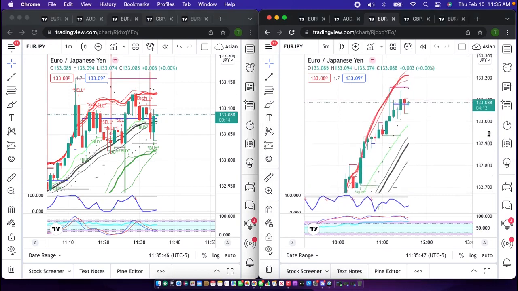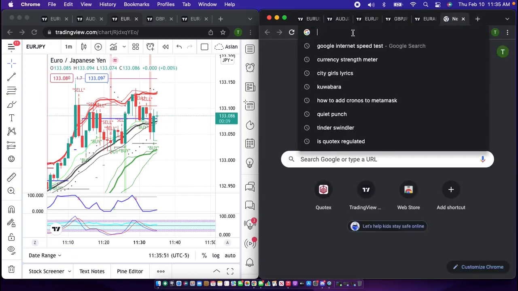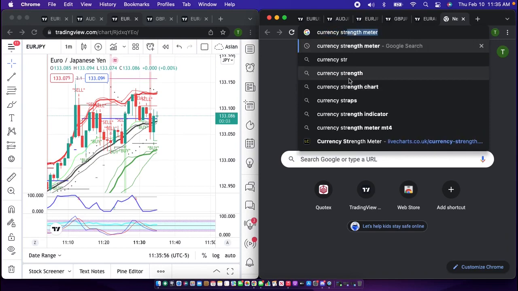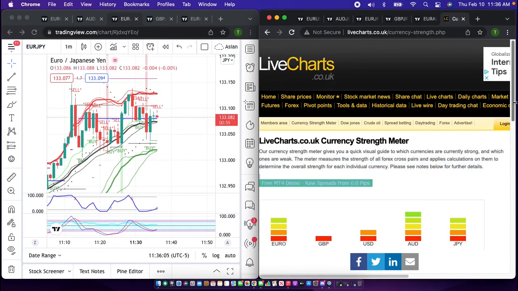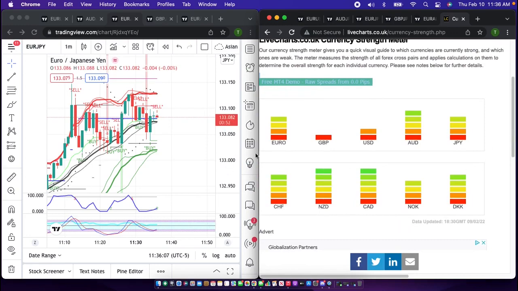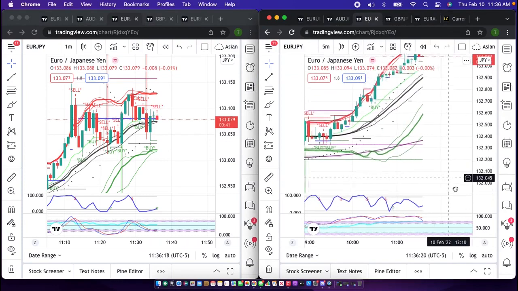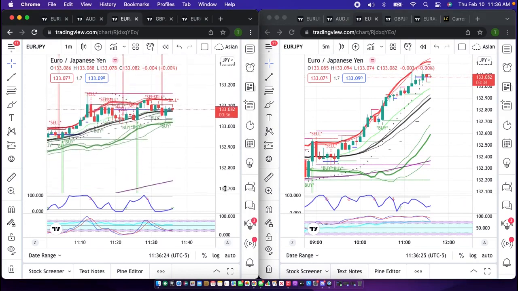Now there's a few things I'm looking for when I first jump in the chart. Let me go ahead and pull this up now. Over on this window, I'll have my currency strength meter, livecharts.co.uk. So I'll first come into here and see exactly what's weak and what's strong. So even though here Euro JPY is the same strength, if you look at the actual chart, Euro JPY is in an uptrend on the 5 minute as well as an uptrend on the 1 minute.